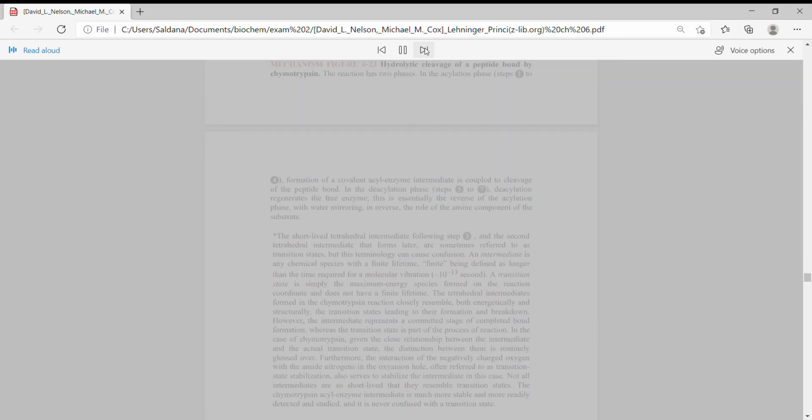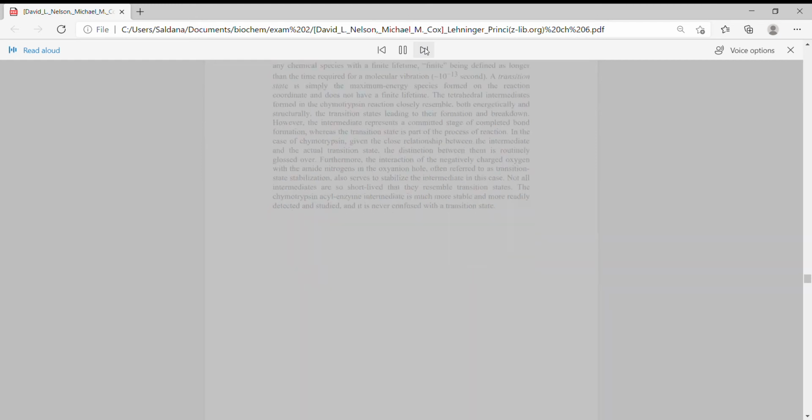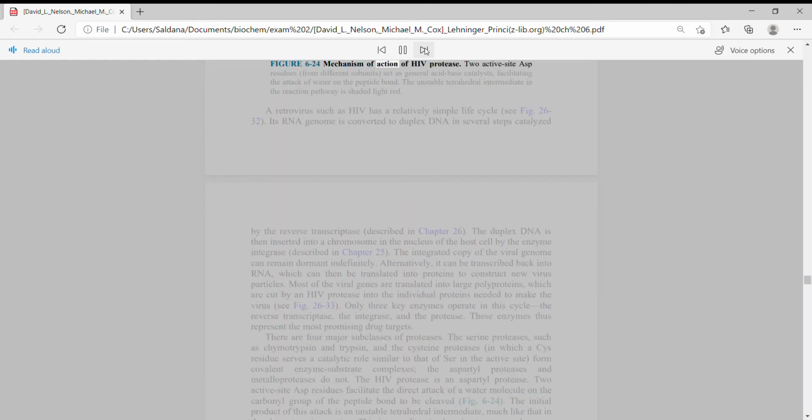Mechanism Figure 6-23: Hydrolytic cleavage of a peptide bond by chymotrypsin. Figure 6-24: Mechanism of action of HIV protease.